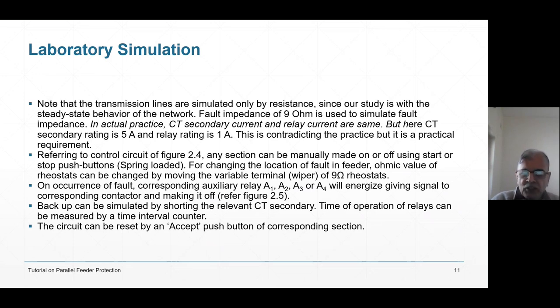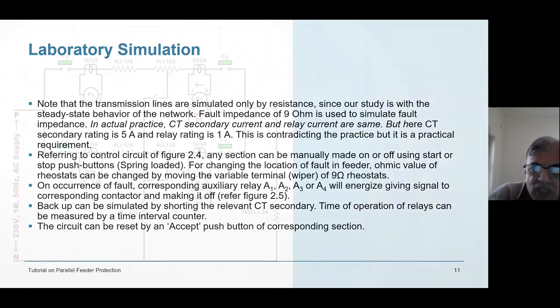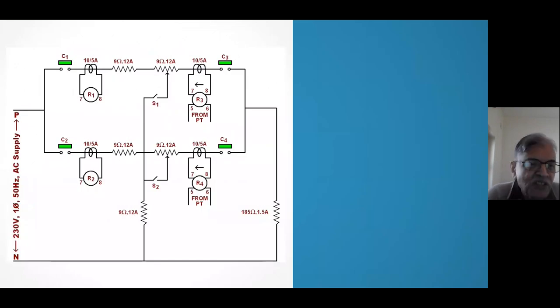The circuit can be set by the accept push button, as we shall be seeing in the circuit. So now this is the SC circuit, 230 volt, 50 hertz AC supply. C1 is the contact of contactor C1, right? C2 is the contact of contactor C2, like that. C3 and C4, I've got 4 breakers. I've got relays R1, R2, R3, R4. 7 and 8 are the current coils, 5 and 6 are the potential coils. It does not say that in all relays it will be like that. You have to see the relay terminal designation diagram.